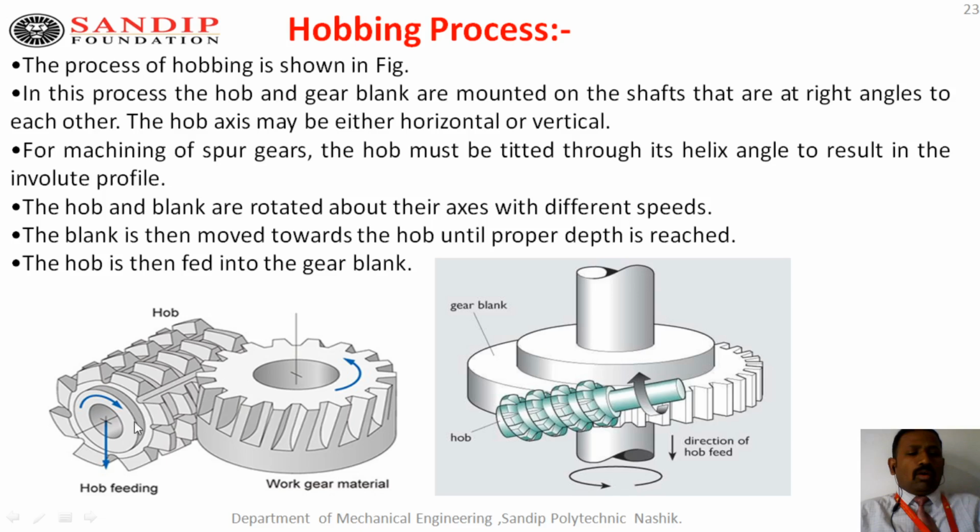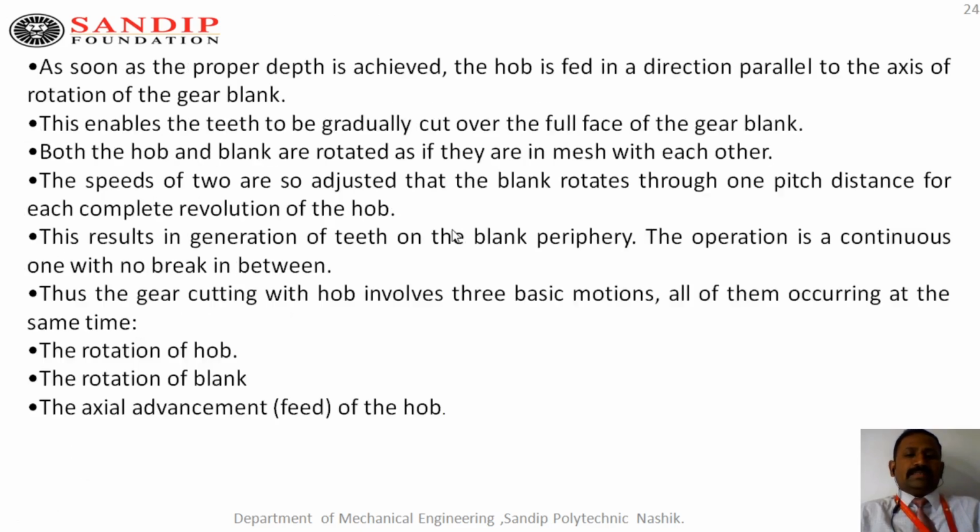So when the hob has rotary motion, the gear blank is also rotary, but the speed is different. Now every tooth of the hob cuts the material from the workpiece, and that workpiece continuously moves in a downward direction, that is the feed, to remove the material from the gear blank and manufacture the exact gears.